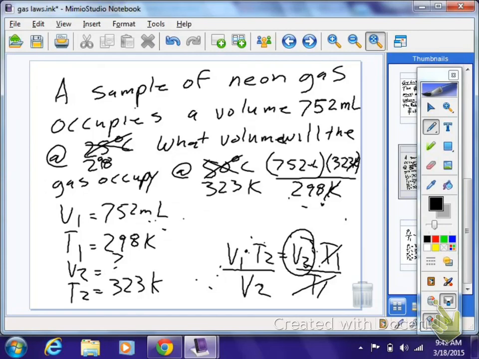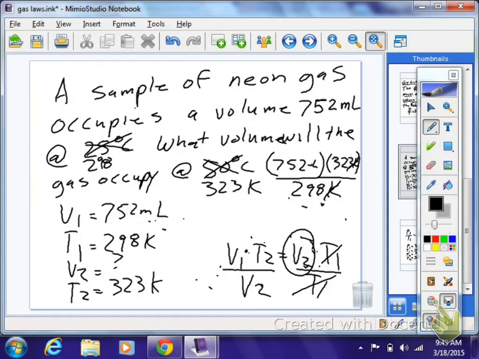A lot of students will get this wrong. They'll do it without doing any setup, and they tend to get these temperatures switched around. So instead of taking 752 times 323, they'll take 752 times 298, just because they're not willing to identify the different temperatures. So hopefully you'll take the time to do that and won't do it in a hurry, because when you do, you get a lot of the problem wrong when you set it up that way. Okay? Just take a little extra time. That's all you need to do.